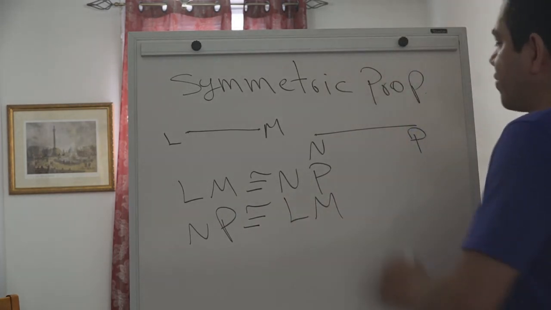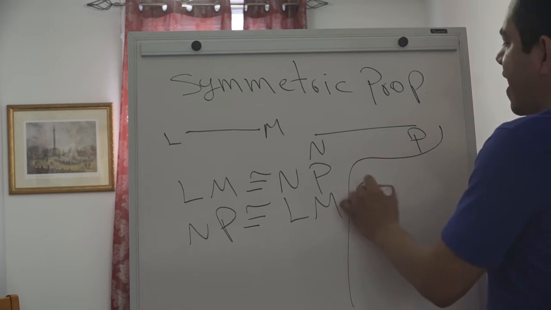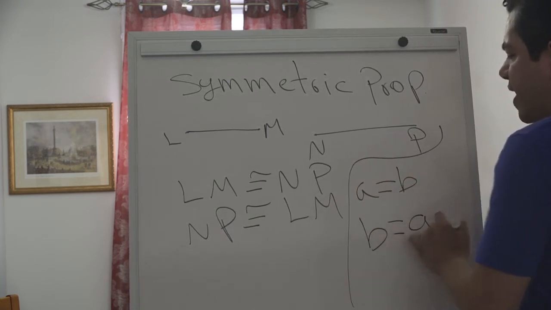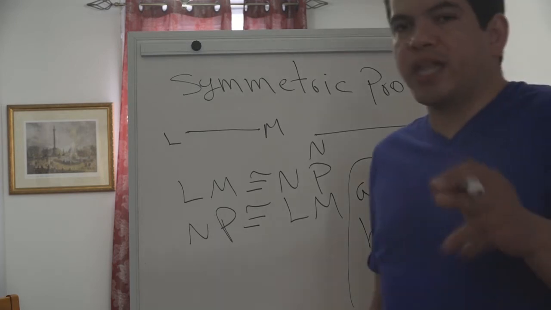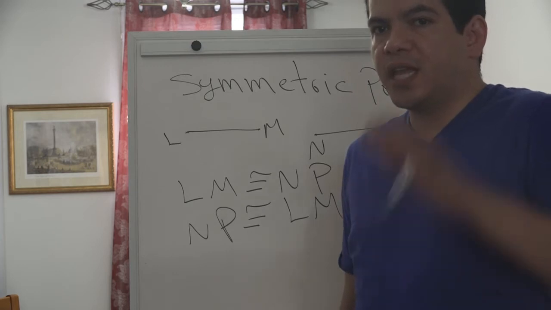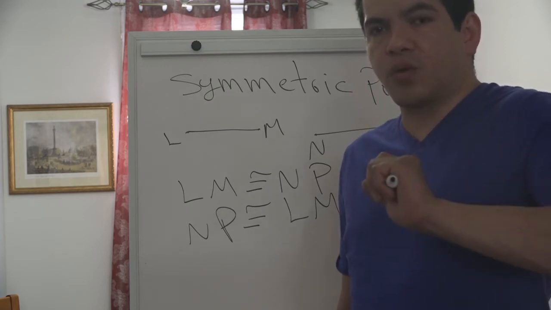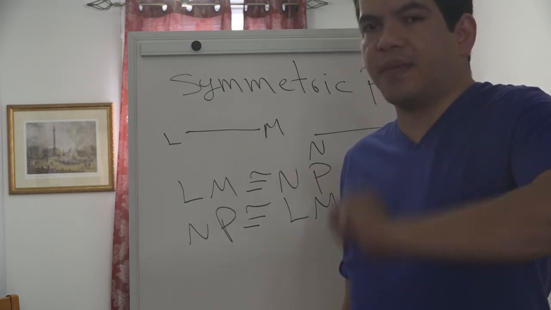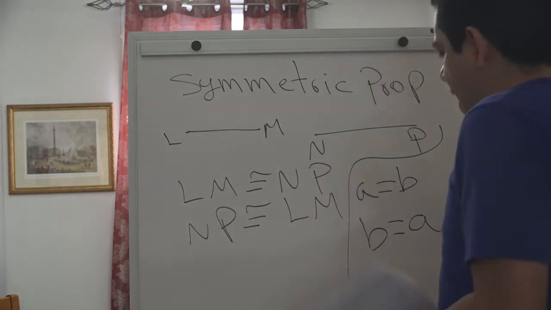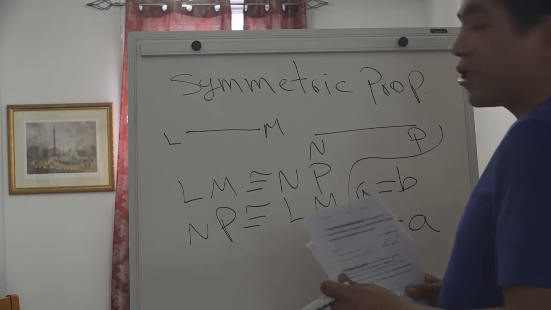Or if you want to put it in different terms, if A is equal to B, then B must be equal to A. If you are 20 years old and I am 20 years old, then you are equal to me and I am equal to you. That's all it says. Okay, that is the symmetric property.